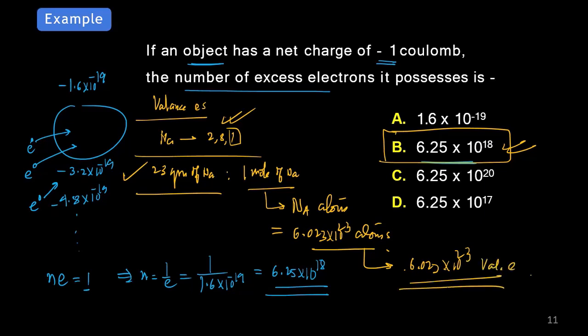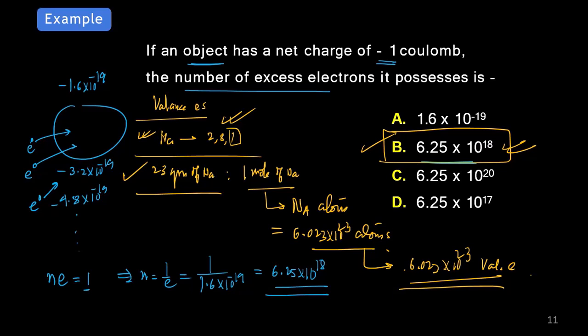So this number is more than the option B number. It is greater than 6.25 × 10^18. That means I have this much amount of electrons, so I can add this many electrons or subtract them. But since sodium is a metal, I can only take out electrons. So there is a deficiency of electrons, which means it becomes a positive charge, +1 coulomb.